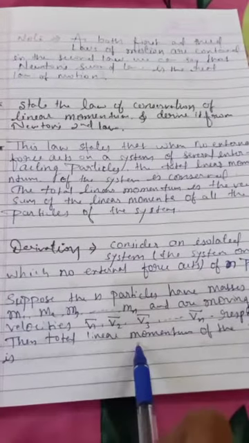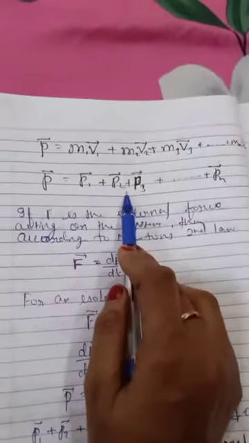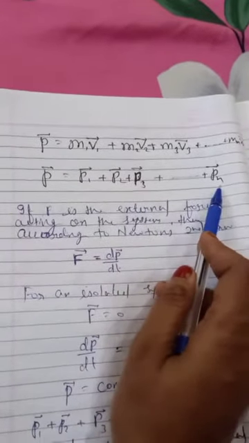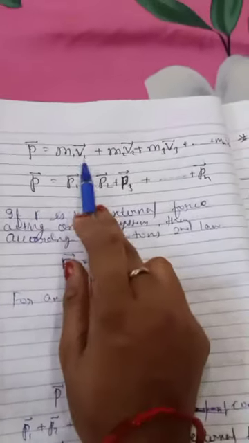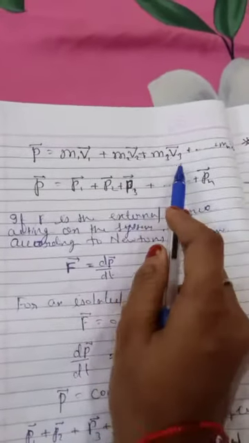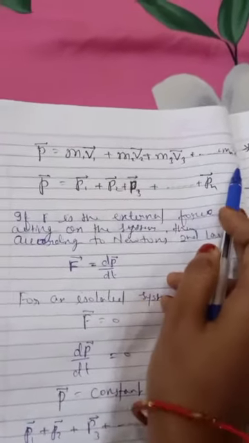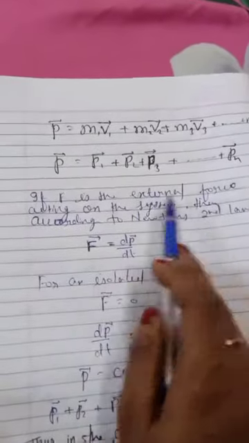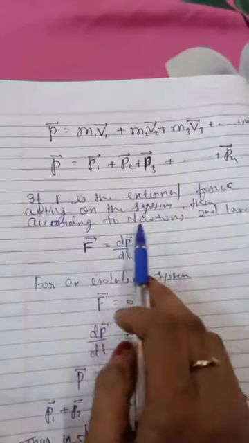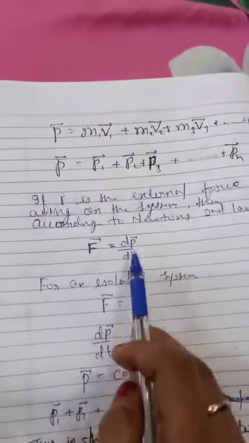Then the total linear momentum of the system is P equal to P1 plus P2 plus P3 and up to Pn. Here P1 is M1 V1, P2 is M2 V2, P3 is M3 V3 and Pn is Mn Vn. If F is the external force acting on the system, then according to Newton's second law, F is equal to dp upon dt.